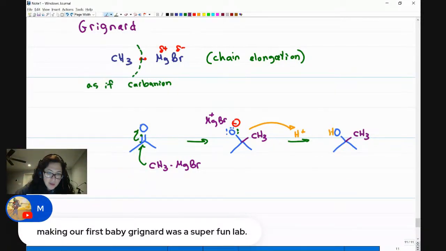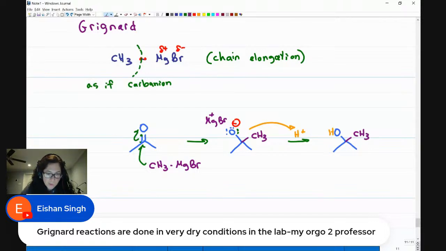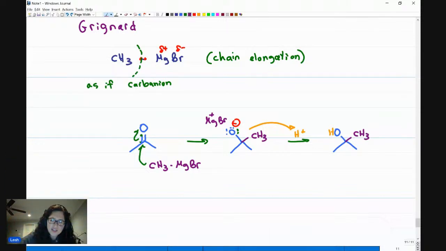Making our first baby Grignard was super fun lab. Oh, I have bad memories of Grignard lab. I love the reaction on paper. I did not like my lab professor. A zillion years ago. When did I take that lab? 2005? Oof.